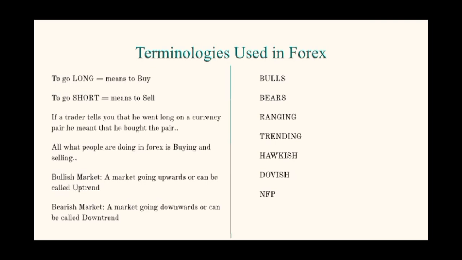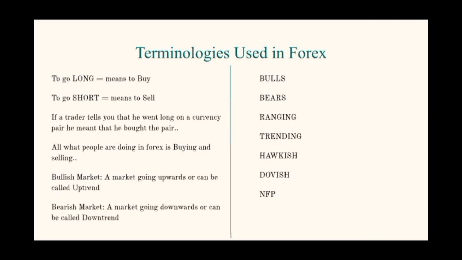So we also have the terminologies used in Forex trading. When we say to go long, it means to buy. If I want to buy a currency pair and someone says to go long, or I say to go long, what I mean here is to buy. If I say to go short, this means to sell, right? So if a trader tells you that he went long on a currency pair, he meant that he bought that pair. If you have a currency pair like GBP USD and I went long on that currency pair, that shows that I bought that pair. That means it goes to the upside. So all people are doing in Forex is literally buying and selling, right?